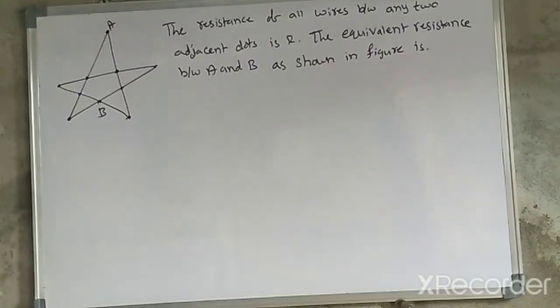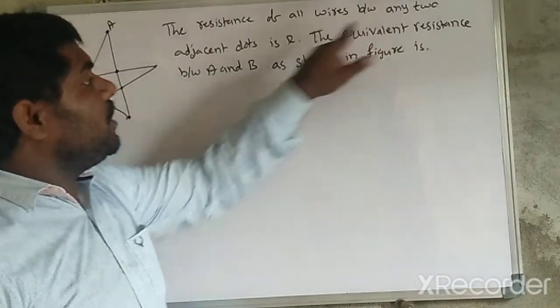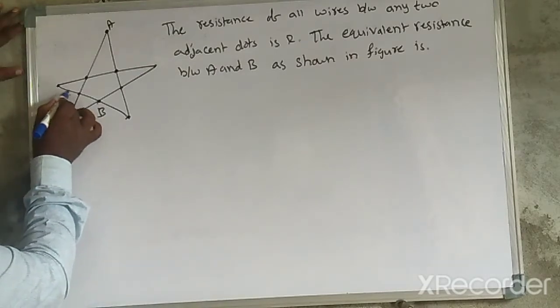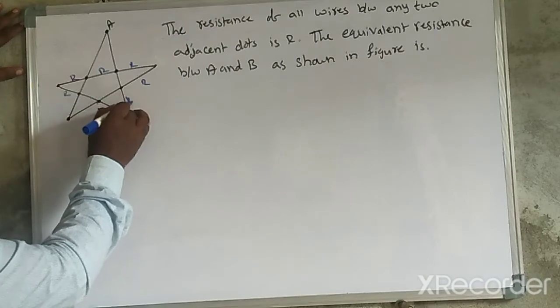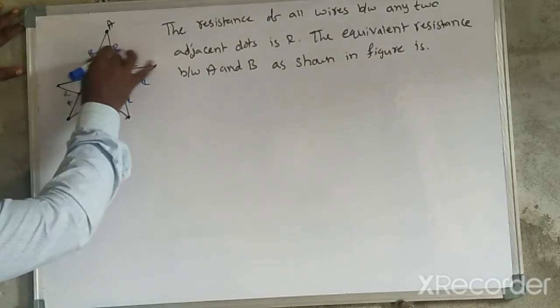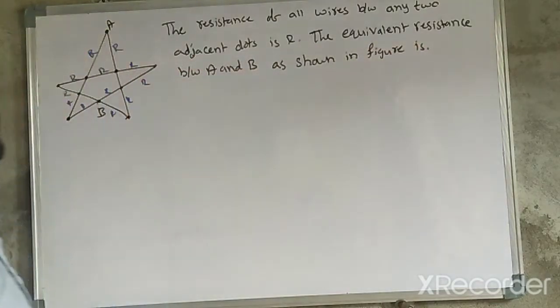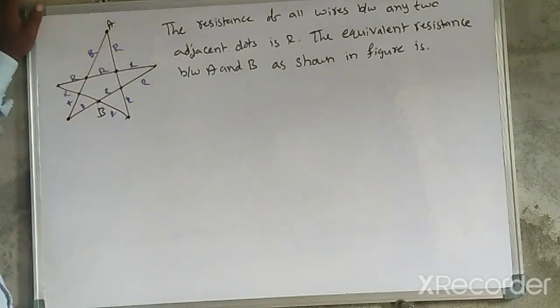One more important model, this is the star. The resistance of all wires between any two adjacent dots is R. Here this is also R, this also R, any two adjacent resistors are R. According to the question, the equivalent resistance between A and B. This is the B terminal, this is the A terminal, as shown in the figure.